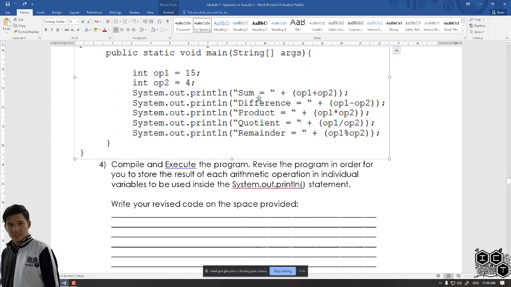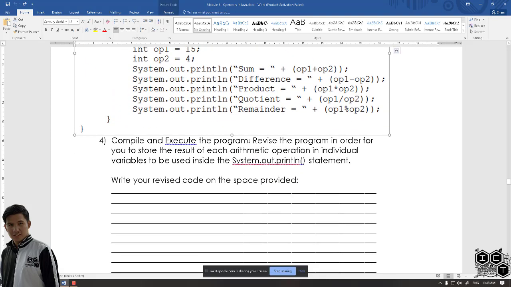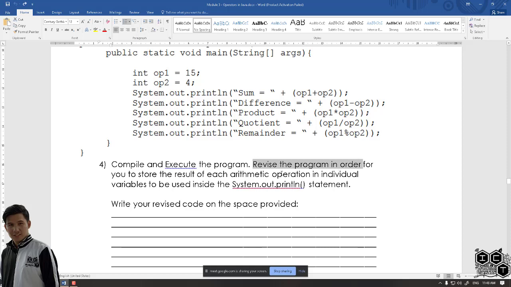And compile and execute the program. Revise the program in order for you to store the result of each arithmetic operation in individual variables to be used inside. Ano ibig sabihin ng variables? Variables are actually the container of your values. Tandaan nyo yan, ha? Variables are containers of your values.